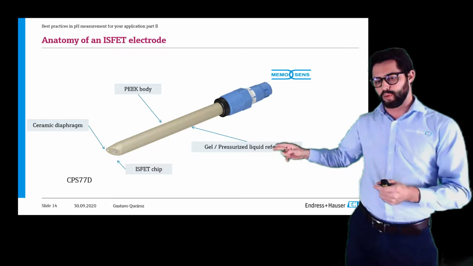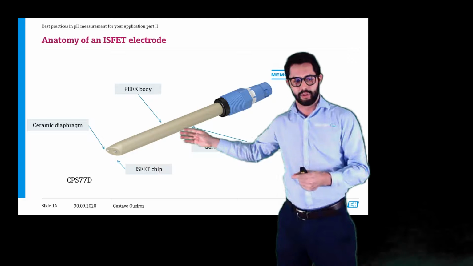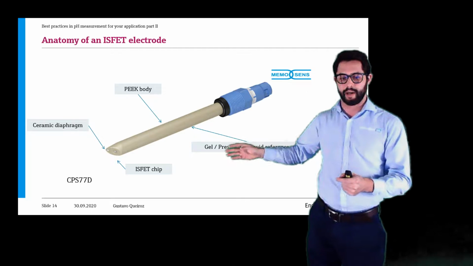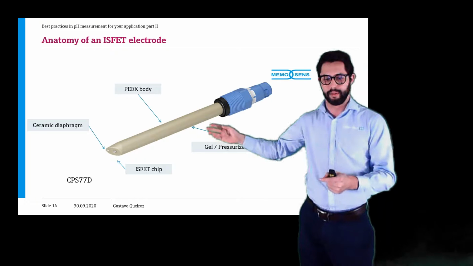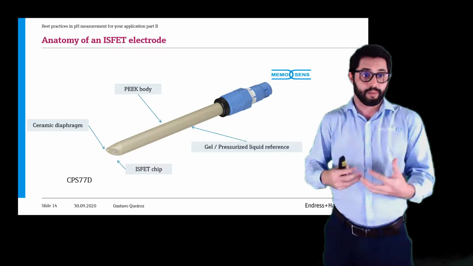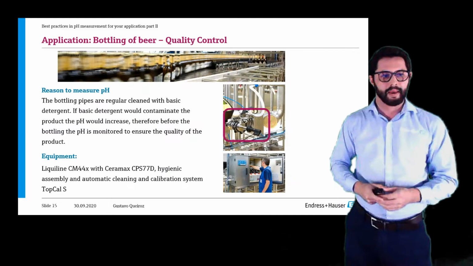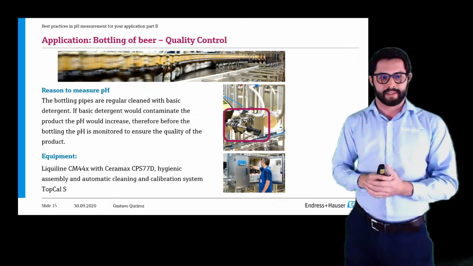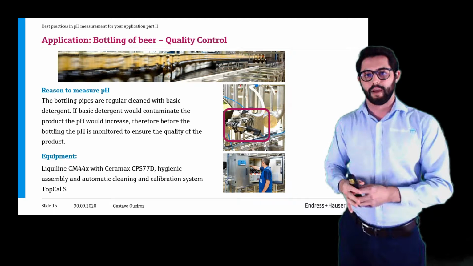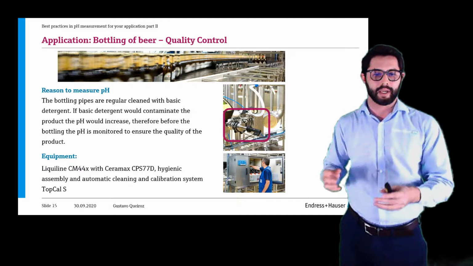And we do have the same concepts that we also had for the glass electrodes, which is the ceramic diaphragm and the pressurized or gel-filled reference system. So this is really one of the interesting resources we have for the food and beverage industry. Here we have one application example to identify contamination, especially during the bottling phase. pH measurement is a very interesting variable you can use for quality control.